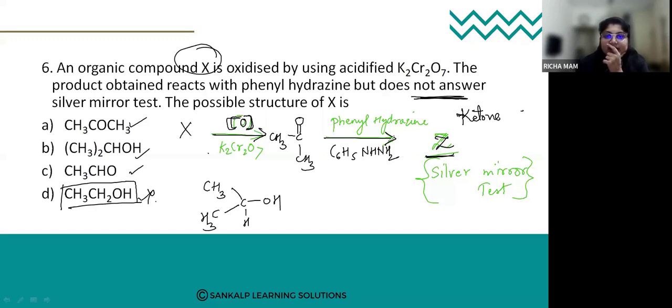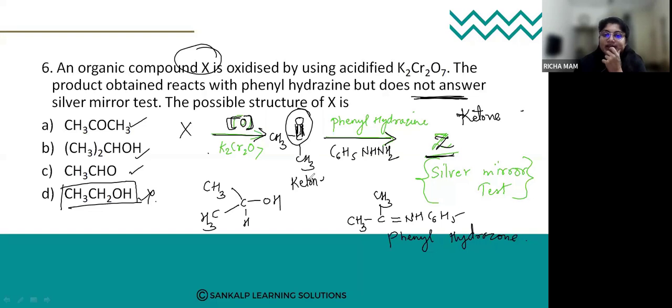So after reacting with phenylhydrazine, what is the product formed? The reaction occurs at this carbonyl carbon, so the C double bond N NHC6H5, phenylhydrazone, is formed. Whatever the oxidation product of X is, it has a carbonyl compound, which is a ketone, and it will not answer.